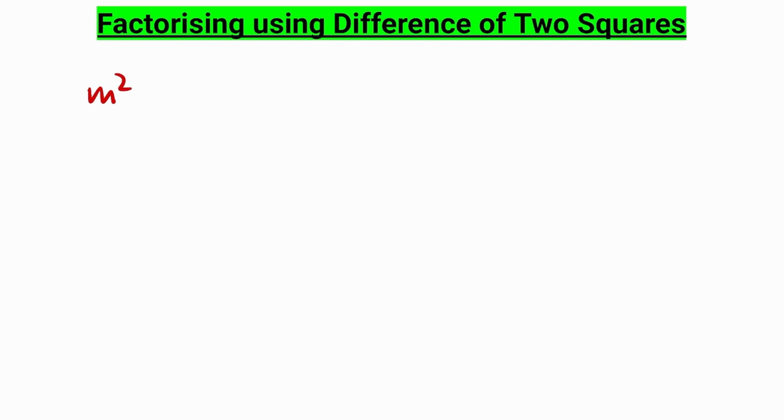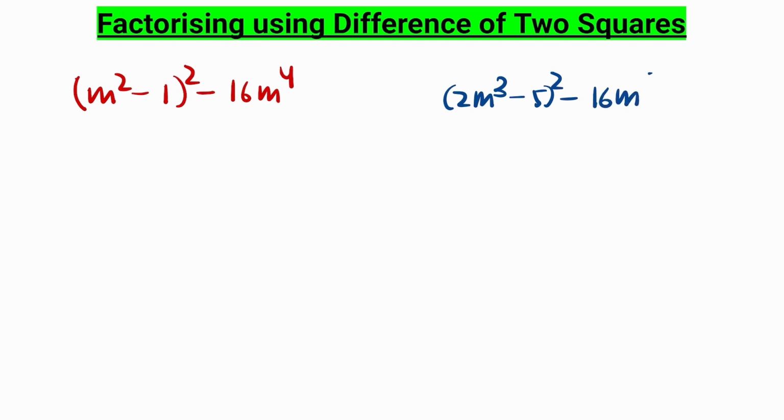M squared minus 1 squared minus 16m to the power 4, and 2m to the power 3 minus 5 squared minus 16m to the power 6. Solve these questions before I solve them.